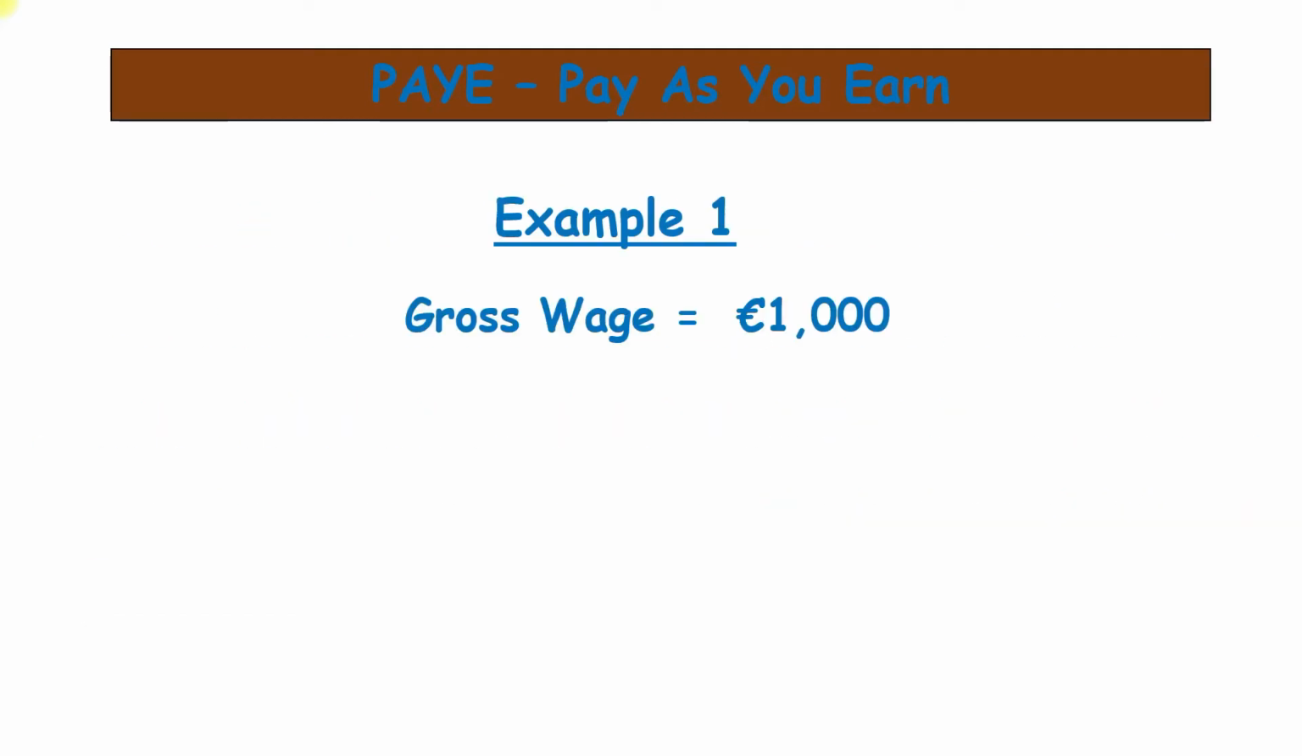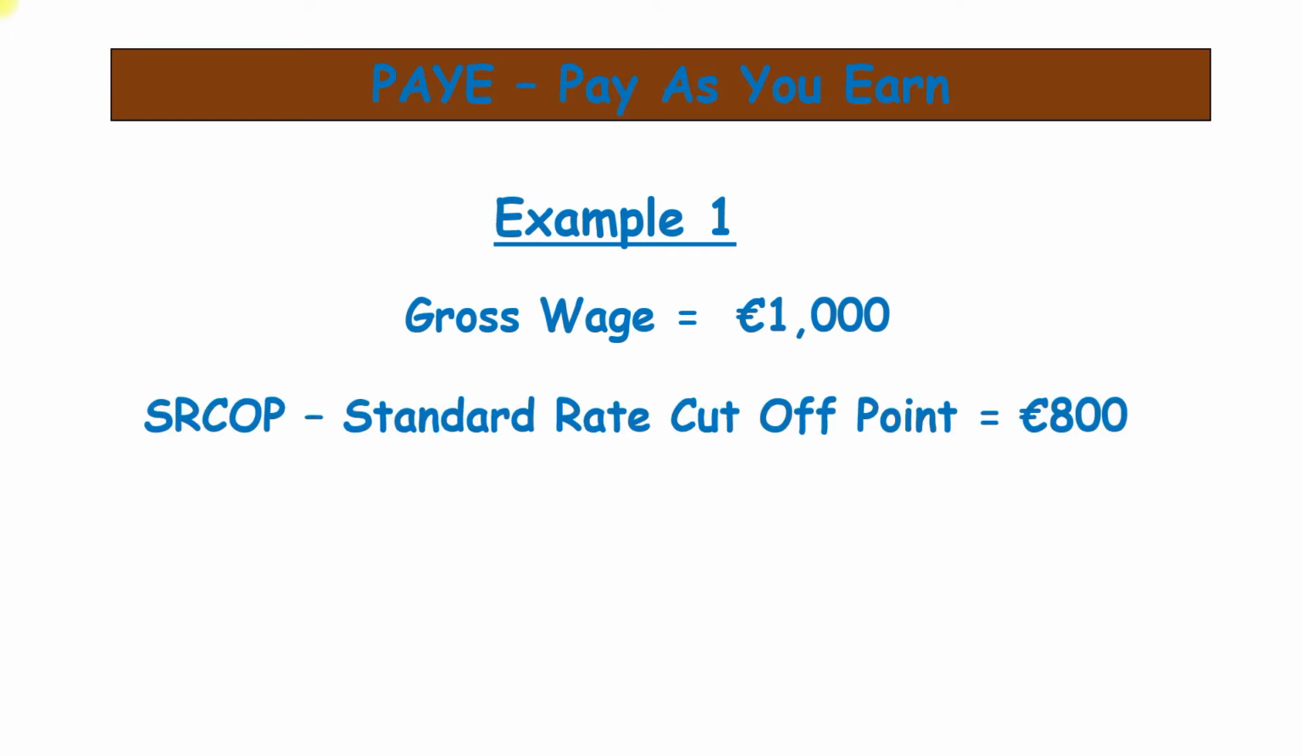In this example, a person has a weekly gross pay of $1,000. They have been allocated an SRCOP of $800. Which means that $800 of the gross will be taxed at 20%, and the remainder, $200, will be taxed at 40%. The $200 was found by subtracting the cutoff point $800 from the gross of $1,000.